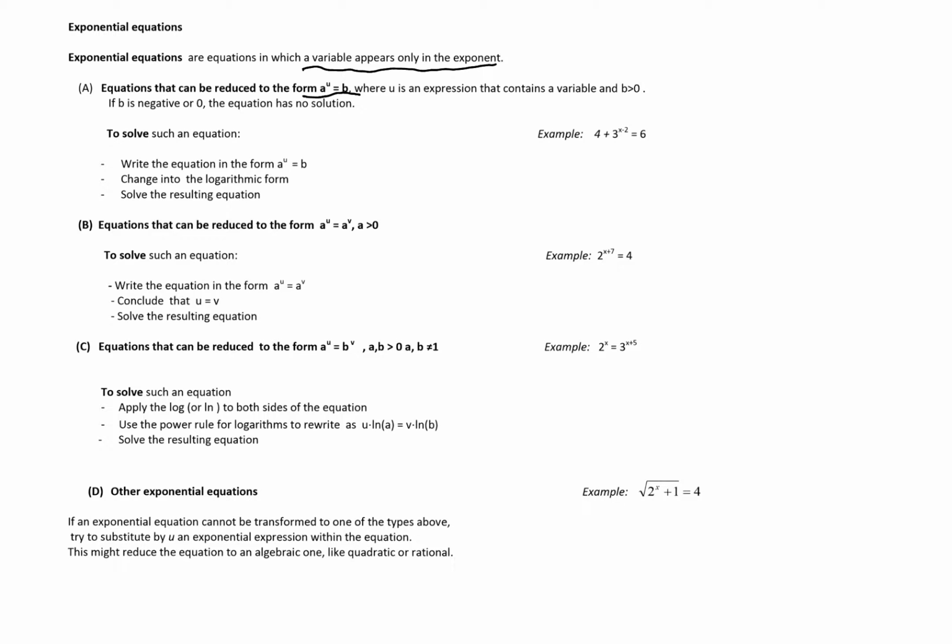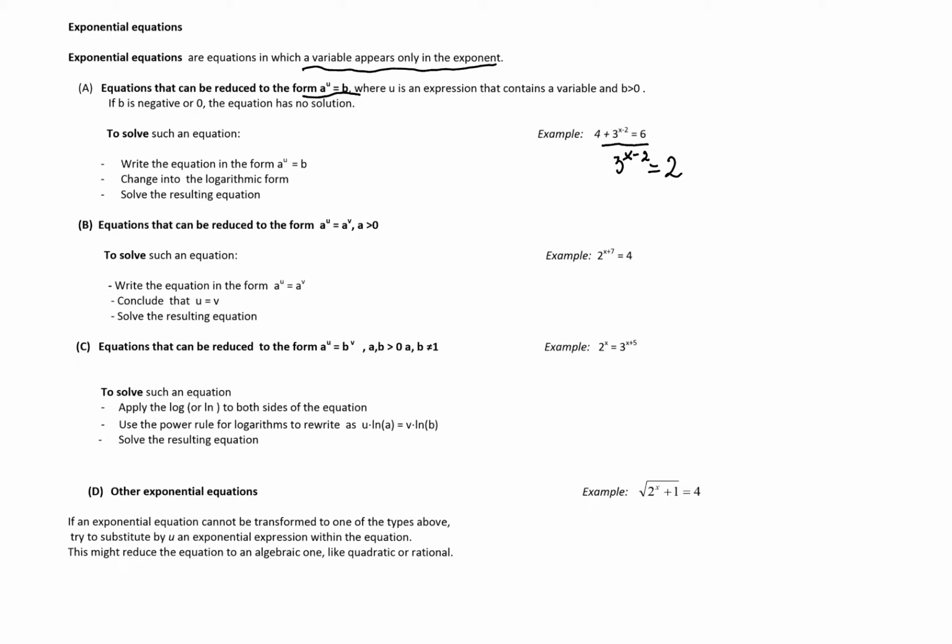For example, the equation 4 plus 3 to the power x minus 2 equals 6 is an equation of this form. If we subtract 4 from both sides, we'll have 3 to the power x minus 2 is equal to 2. And this is the equation where on the left-hand side we have an exponent and on the right-hand side a number. This is the equation of this form.